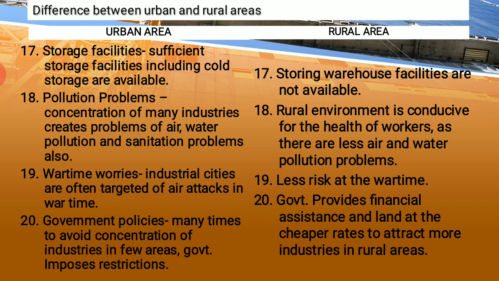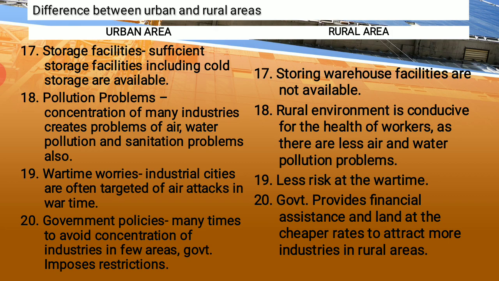whereas in the rural area what happens is that government provides more of the financial assistance. It provides the land at the cheaper rates, maybe to attract the industrialists or industries in the rural areas. So what happens is there may not be too much of concentration of industries in the particular urban area. So what happens is we can easily shift them to the rural areas.